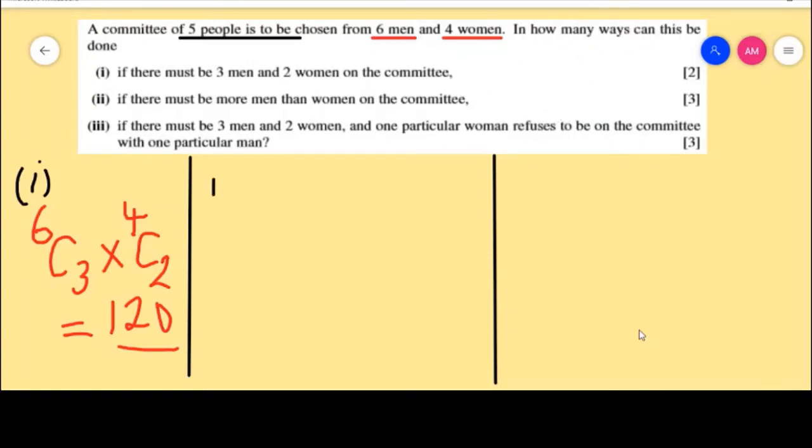Right, part 2. If there must be more men than, so you need the number of men to be greater than the number of women here. So I'm going to look at choices here. I need 5.